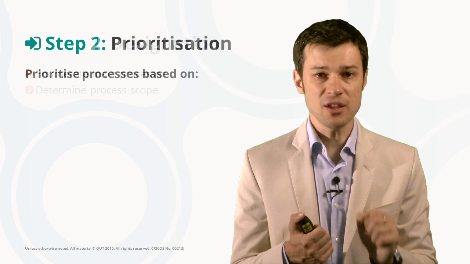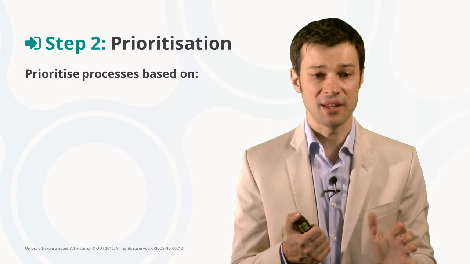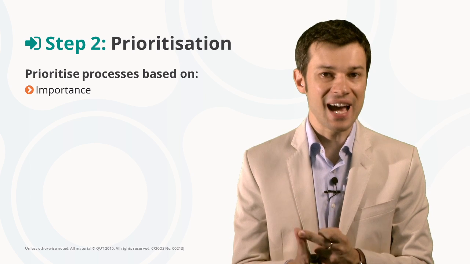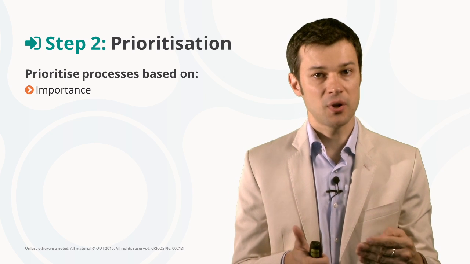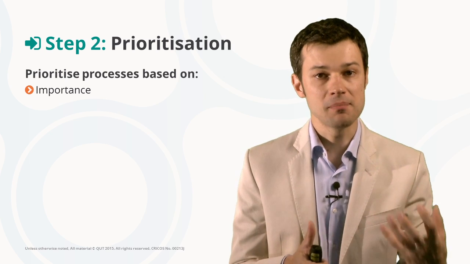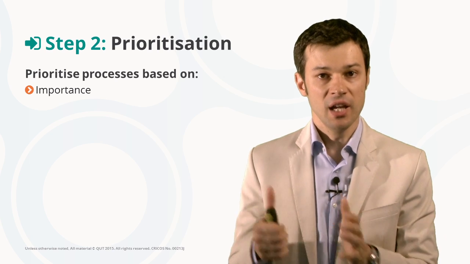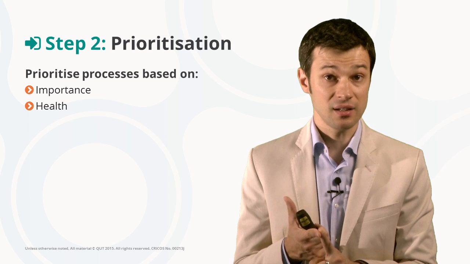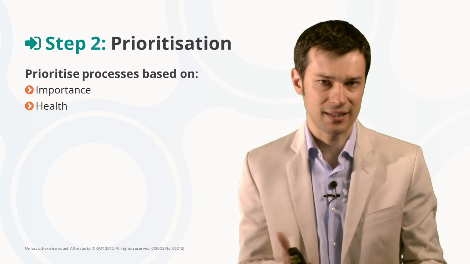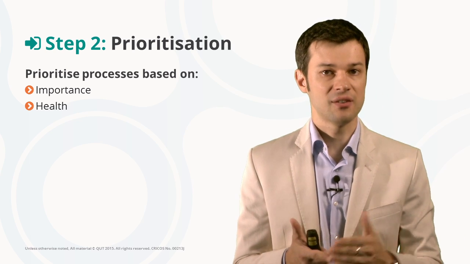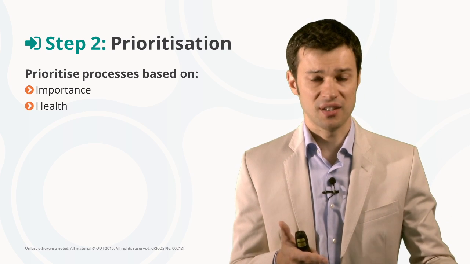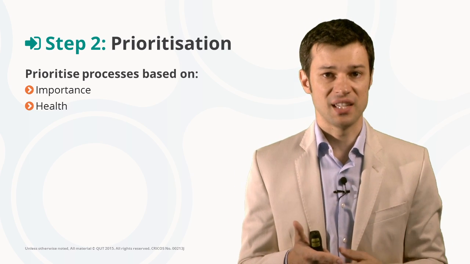sub-process. The prioritization will be based on three criteria: importance or strategic alignment, how aligned are these business processes, or how do the business processes contribute to the achievement of the strategic objectives of the organization. The health, so how dysfunctional or healthy the business processes are, for example, how they perform, what's their quality, what's their customer satisfaction, how expensive they are, etc.